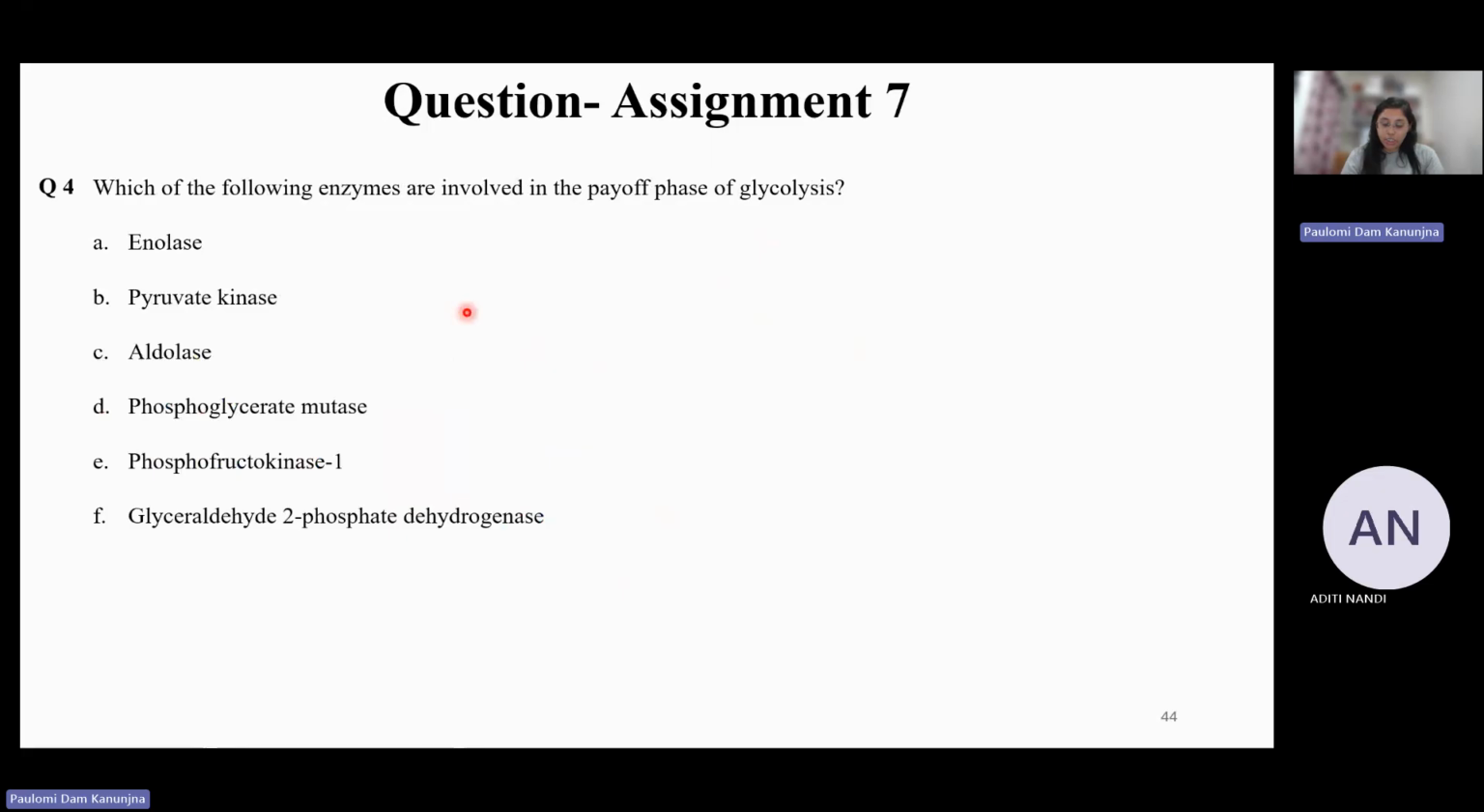Similar questions we have done earlier. Which one of these is part of the payoff cycle? Payoff is the second stage of glycolysis.